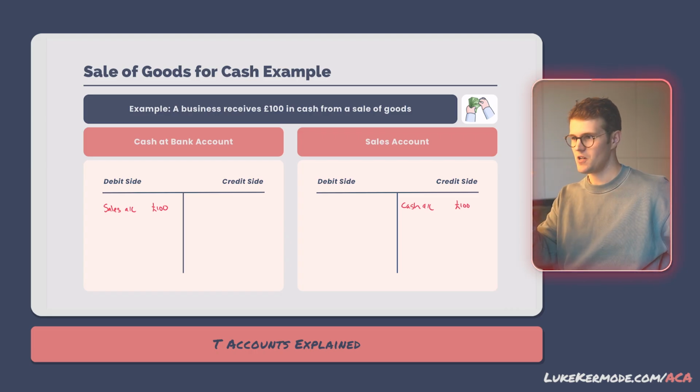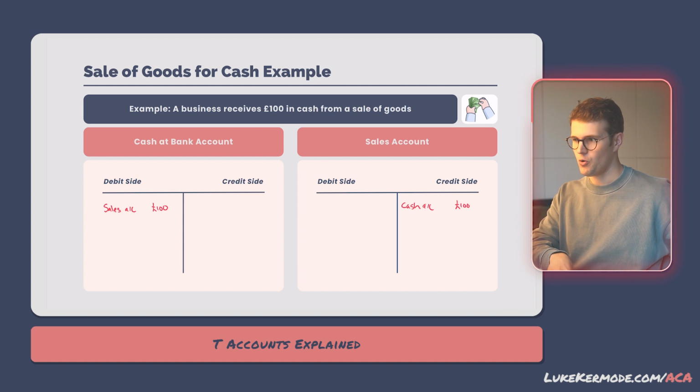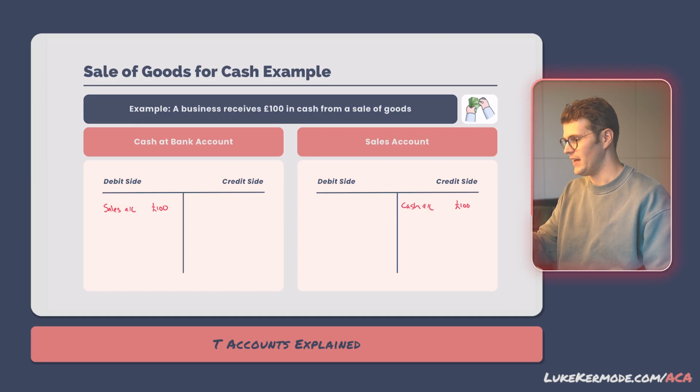This is a very common example of how a cash receipt for a sale is reflected within double entry bookkeeping. The debit records the cash coming into the company, and the credit recognises the increase in income that will flow through to the income statement.